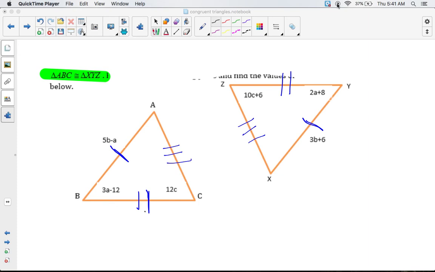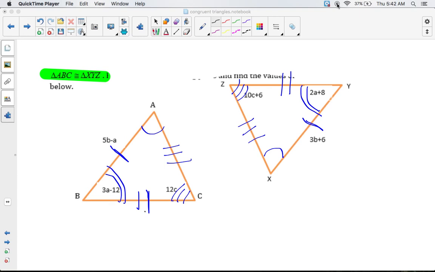Now let's talk about angles. A is the first letter, so it's going to be congruent to X. B is the second letter, so it's going to be congruent to Y. And then you have C and Z. Now that we know that, we can solve for A, B, and C.